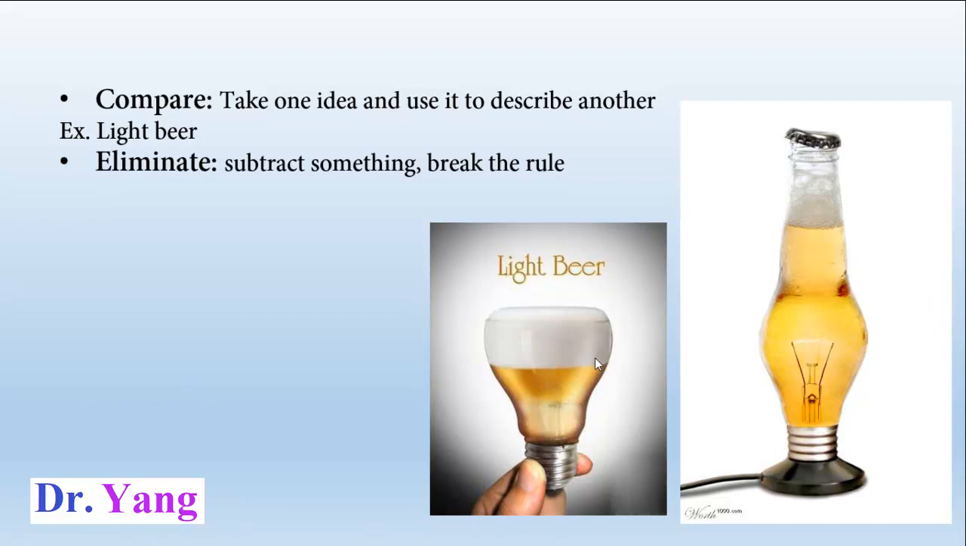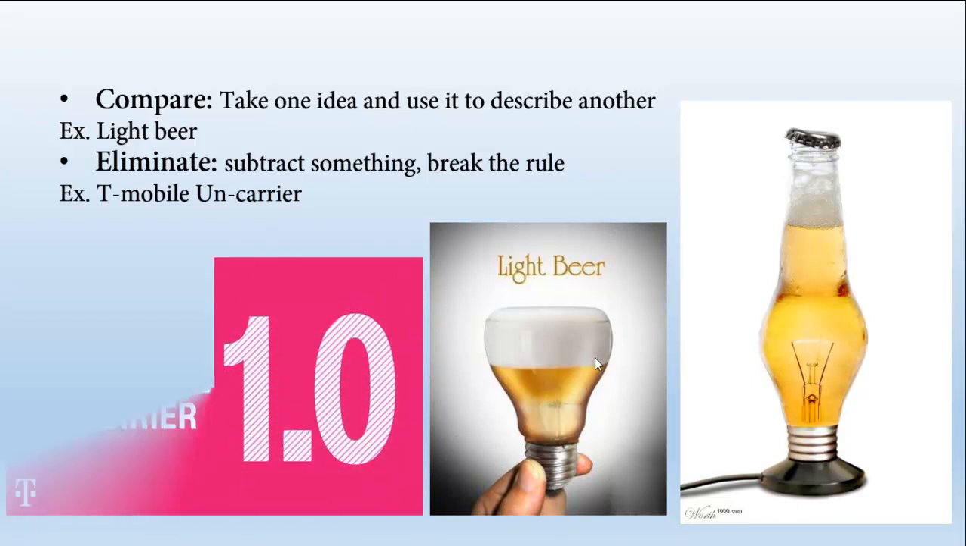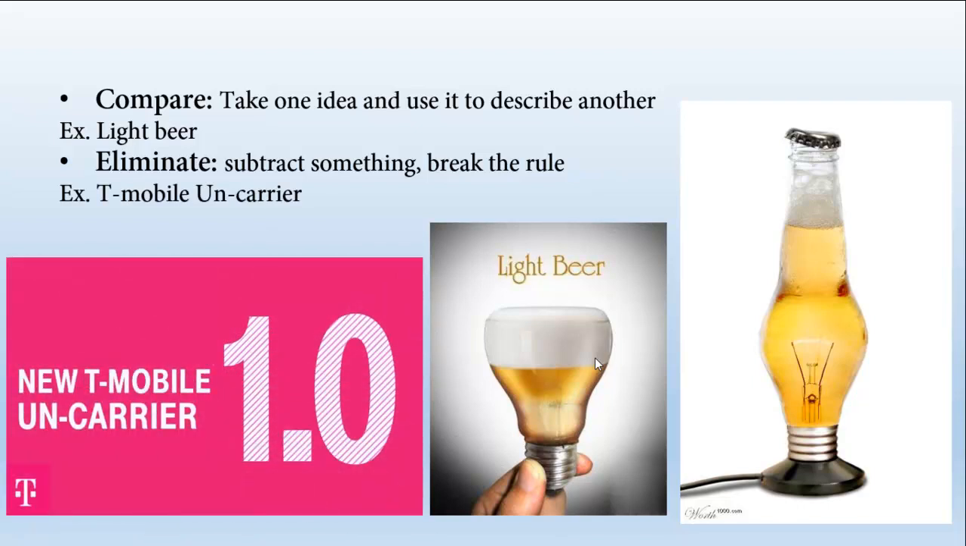Another one will be eliminate, which means subtract something and break the rule. An example would be T-Mobile's Un-carrier campaign, because most telephone service companies call themselves carriers, but T-Mobile chose to call themselves Un-carrier, which is a unique way to describe how they serve the customers.